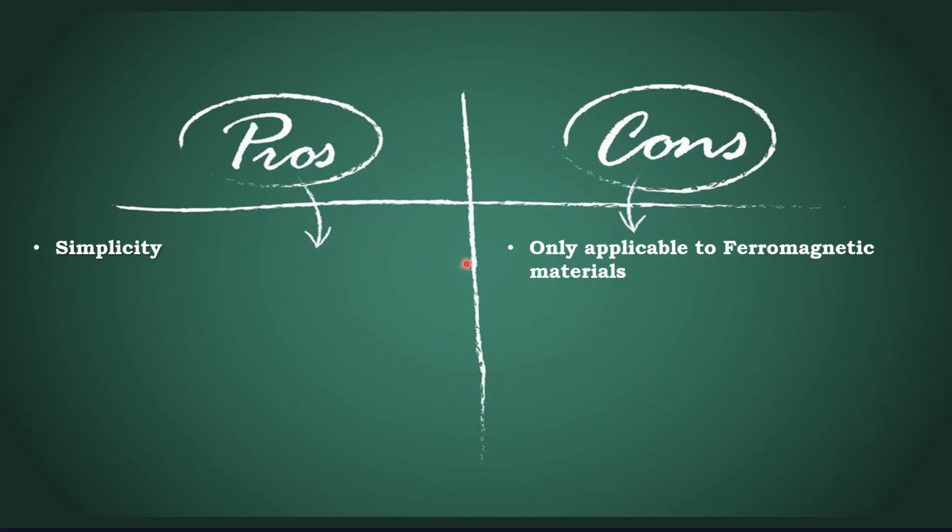Moving on to the pros and cons of MPI. The advantage being its simplicity and getting the result within a few minutes. And the con, the most common con, is that it's only applicable to ferromagnetic cast products such as iron, cobalt, nickel, or the alloys of them.